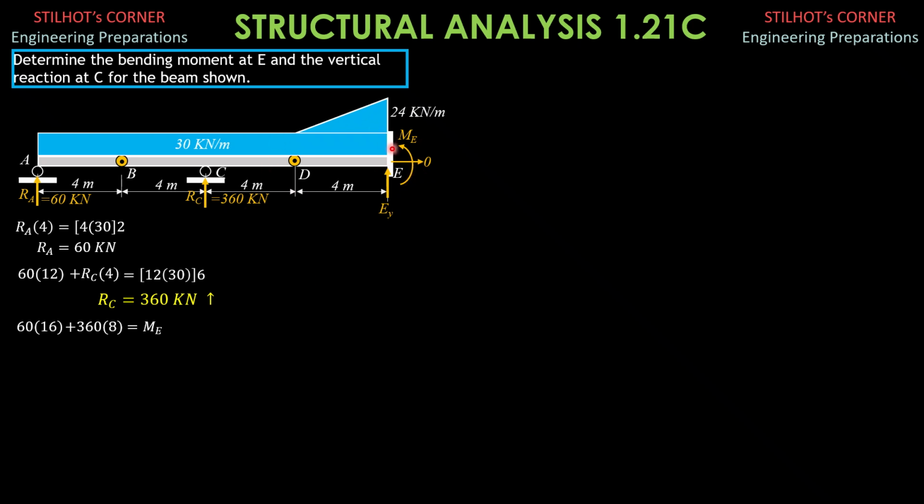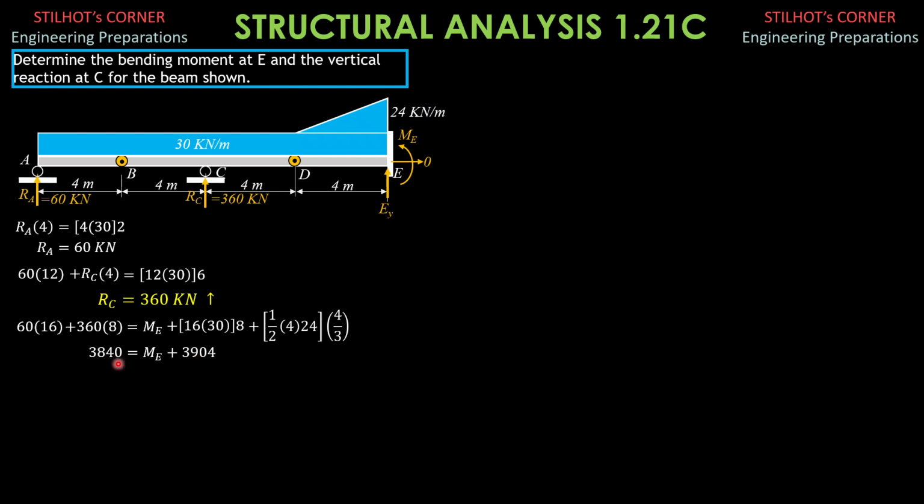So ME, then plus the moment of this 30 kilonewton per meter load, which is 16 meters long times 30, moment arm 8. So plus 16 times 30 times 8, then plus the moment of this triangular load, which is 1/2 of 4 times 24, and the moment arm about E is 1/3 of 4 or 4/3. So plus quantity 1/2 of 4 times 24 times 4/3. Simplifying, the left side is 3840 equals ME. Combine these last two terms, 3904 kilonewton meter.